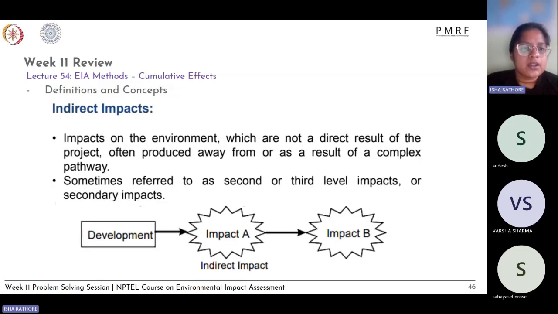Okay. So then we also looked at indirect impacts. So impacts on the environment which are not a direct result of the project, often produced away from or as a result of complex pathways. So sometimes they are referred to as second level impacts or secondary impacts. So because of your development, you're getting some impact, but you are also generating an indirect impact on somebody else. These are the indirect impacts.